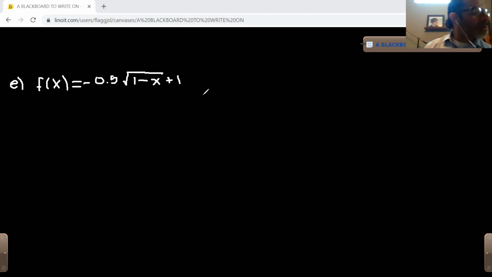So E says that we've got f of x equals minus 0.5 square root of 1 minus x plus 1. Is that okay? Is that the one? Yes. Okay, good. So this is a tricky one.